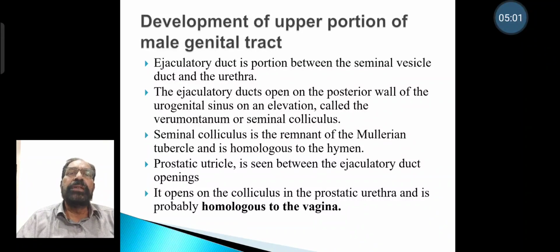and the urethra. Ejaculatory ducts open on the posterior wall of the urogenital sinus on an elevation called the veromontanum or seminal colliculus. Seminal colliculus is the remnant of the Mullerian tubercle and is homologous to the hymen. Prostatic utricle is seen between the ejaculatory duct openings. It opens on the colliculus in the prostatic urethra and is probably homologous to the vagina.